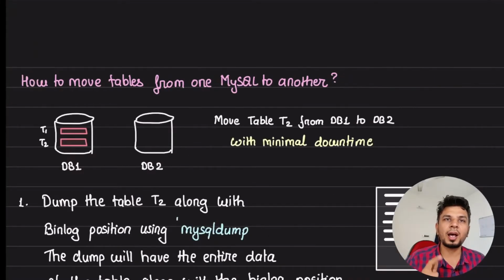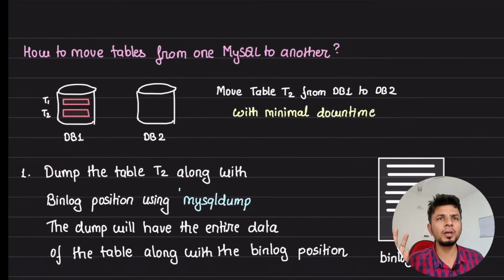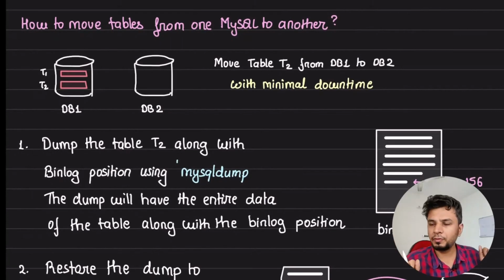Now let's talk about how to actually move tables from one MySQL server to another. Here I'm taking example of MySQL server, but the steps remain the same no matter which database you pick. So now what we have to do, let's say we have tables T1 and T2. Both of them are present on database 1, so DB1. And what we want to do is move table T2 from DB1 to DB2. So what are the exact steps of us doing that?